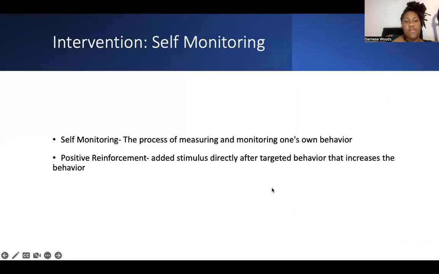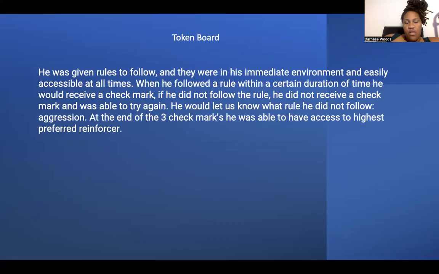Okay, so the intervention used here was self-monitoring. Self-monitoring is the process of measuring and monitoring one's own behavior. And we also use positive reinforcement. And positive reinforcement is added stimulus directly after targeted behavior that increases a behavior. So we use both of those together during this intervention. Okay, so we used a token board as well.